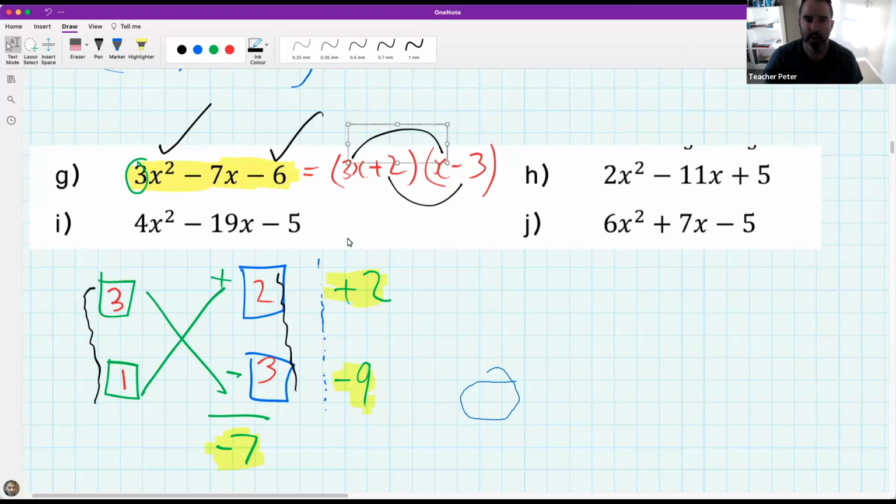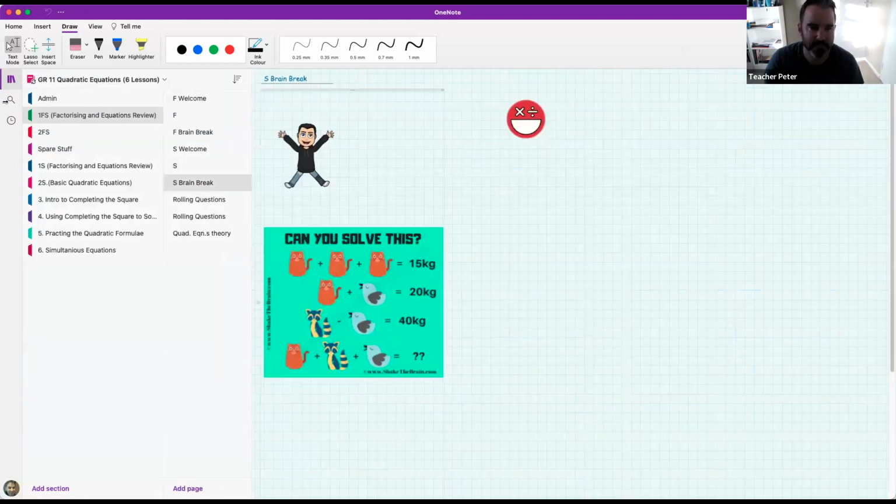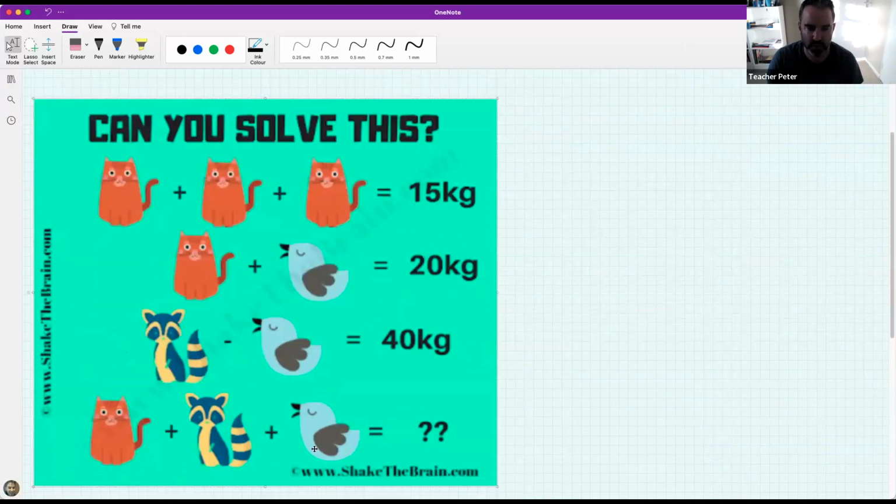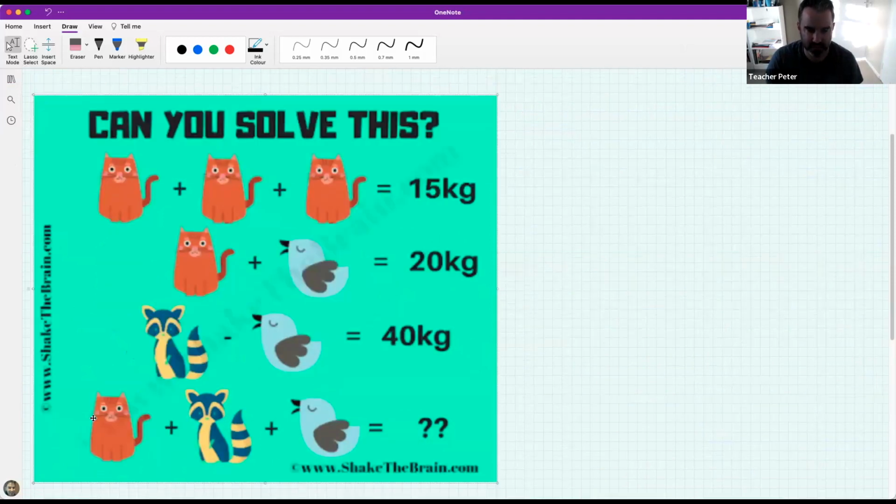So before we move on, let's do a little brain break. And can you tell me what a kitten plus a fox plus a bird is equal to? That is your challenge for tonight.